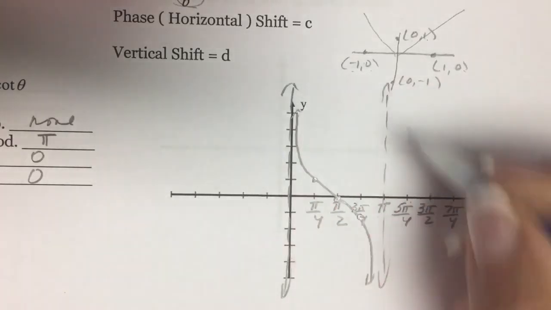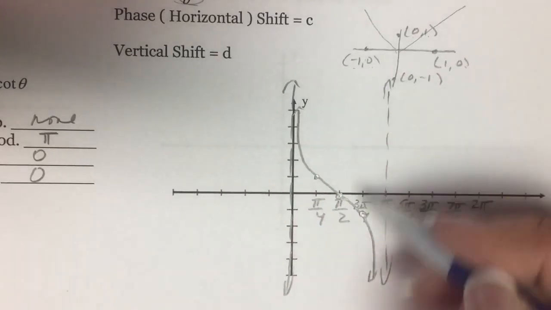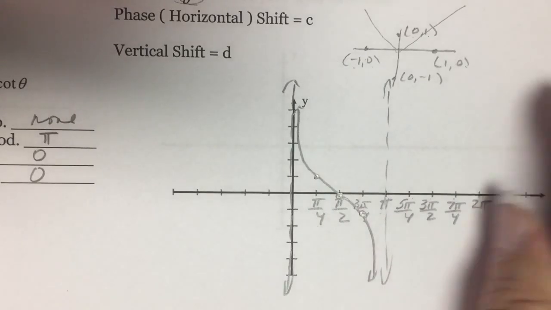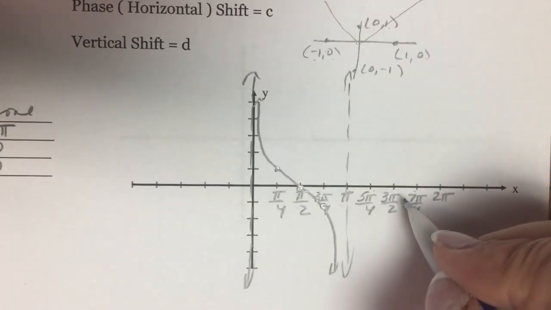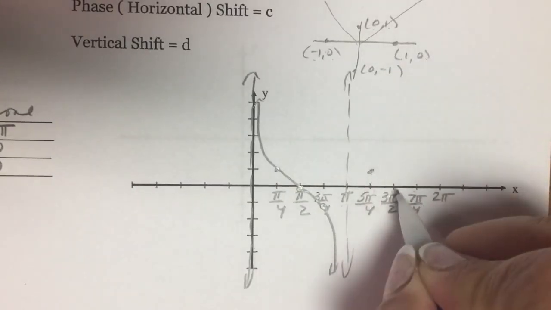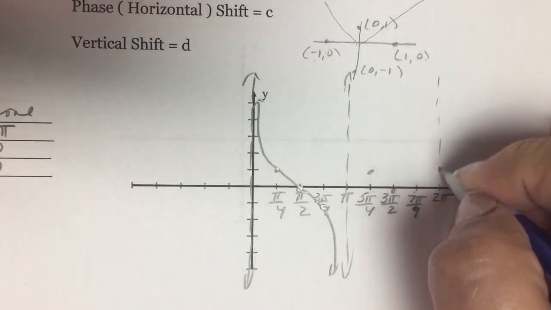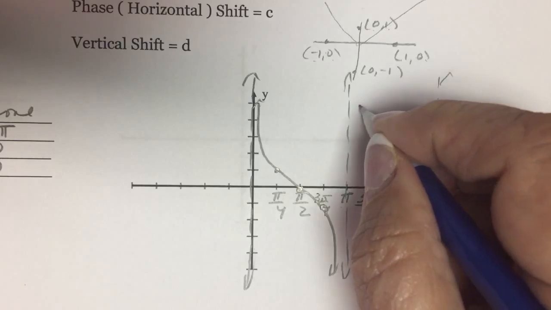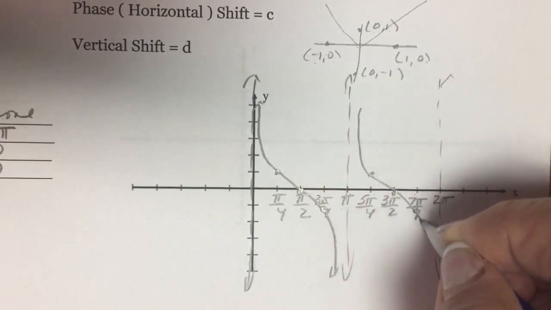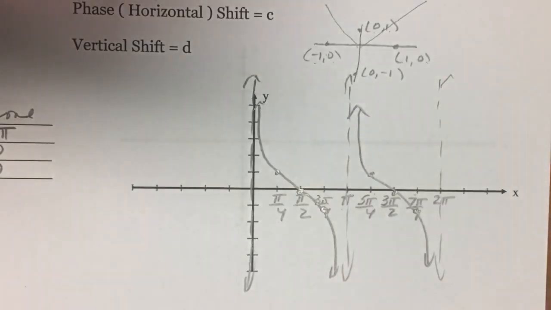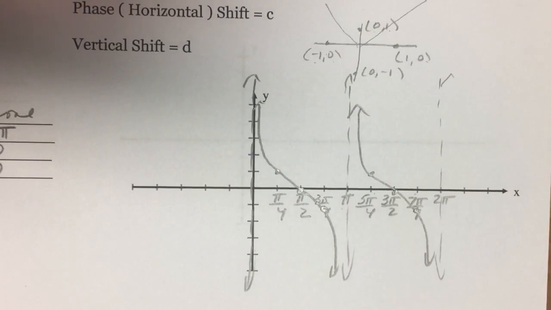So you'll remember the tangent graph was an increasing function. Cotangent is a decreasing function. And then, of course, we can just repeat here. So we would have a 1, a 0, and a -1, and we'd have another asymptote right here. And there's your cotangent.